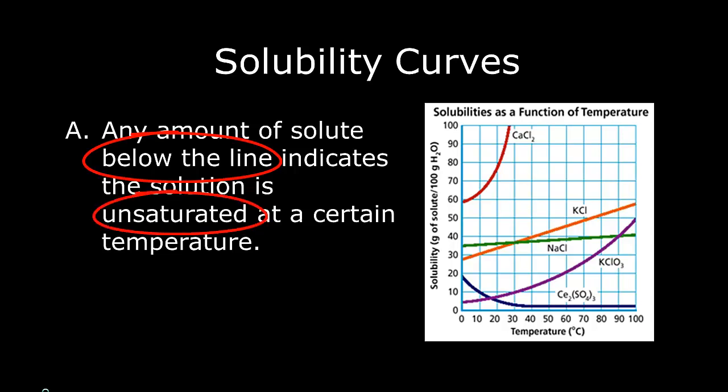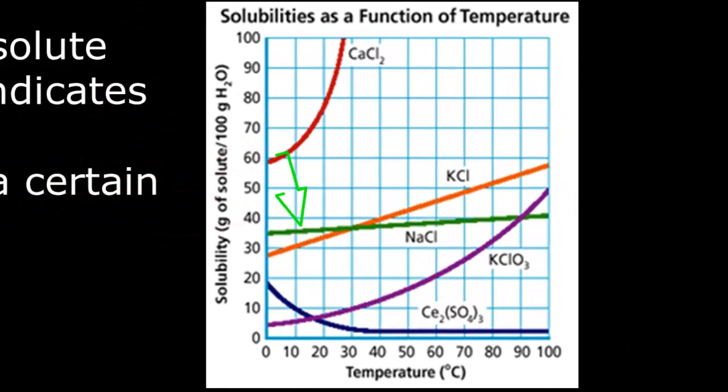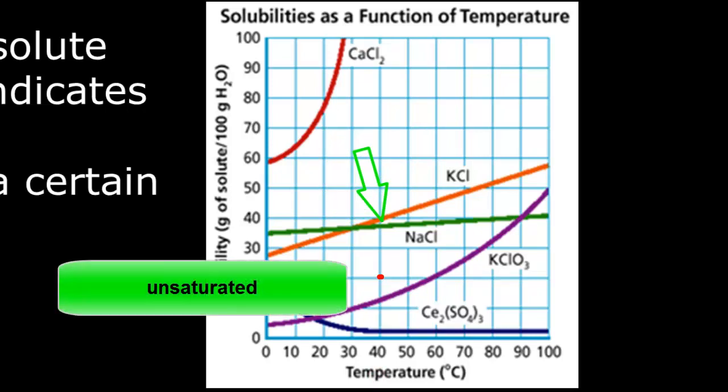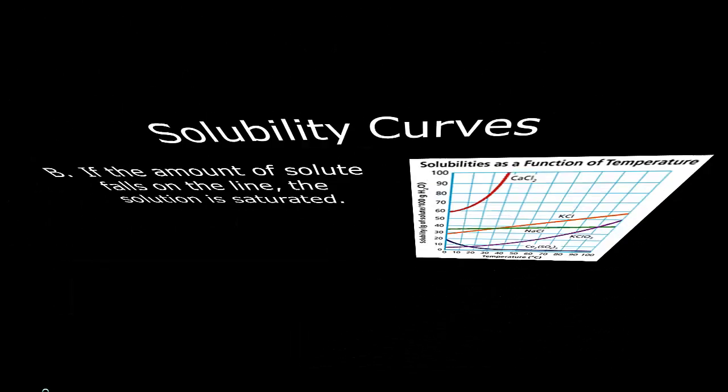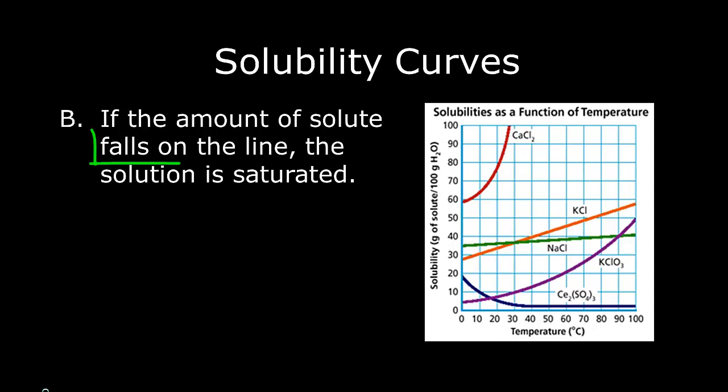So let's look at NaCl. Okay, that one's easy. It's the green line. And at 40 degrees C, can I dissolve 20 grams of NaCl? And the answer is, here's the point, and it falls below the line. So that means that a solution that is made at 40 degrees C that has 20 grams of NaCl in 100 grams of water, that solution is unsaturated. Now, if the amount of solute falls on the line, the solution is saturated.